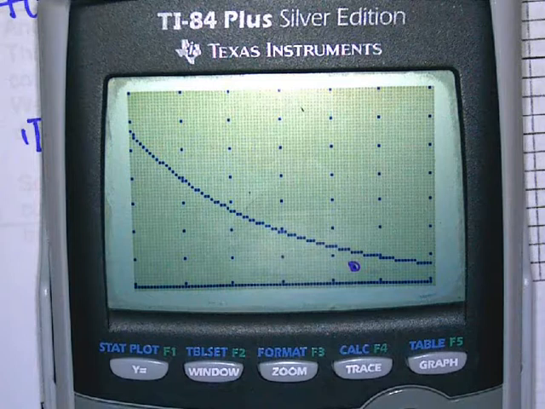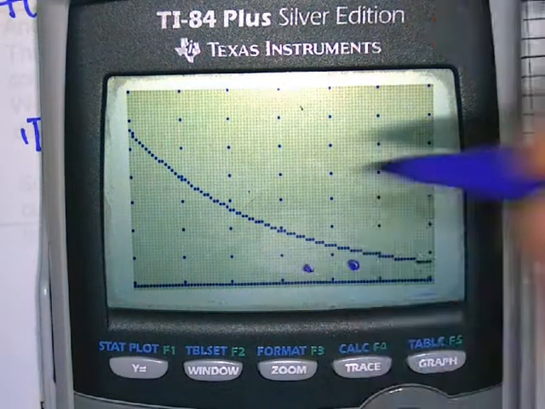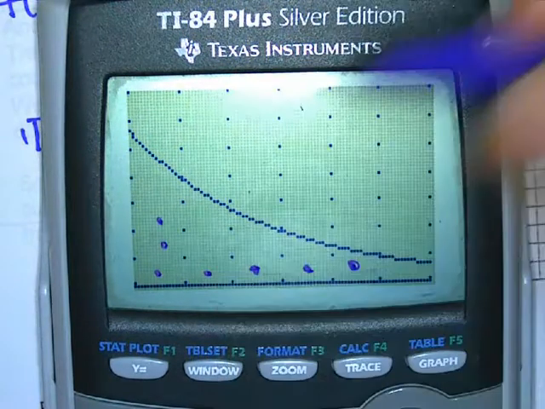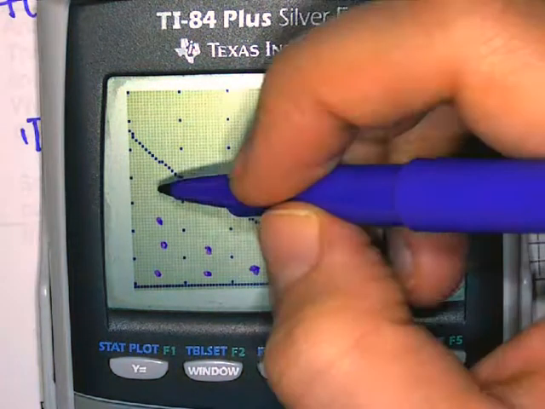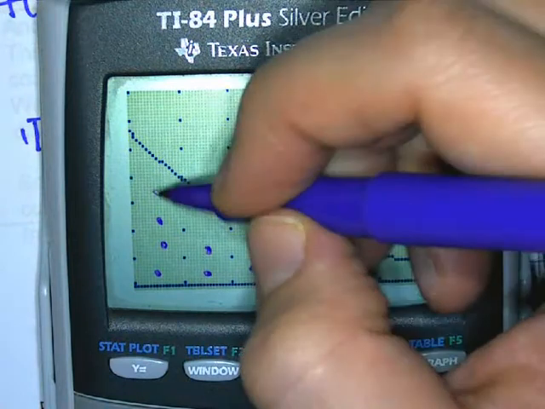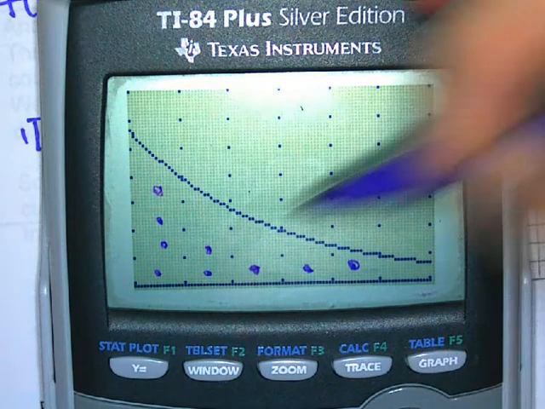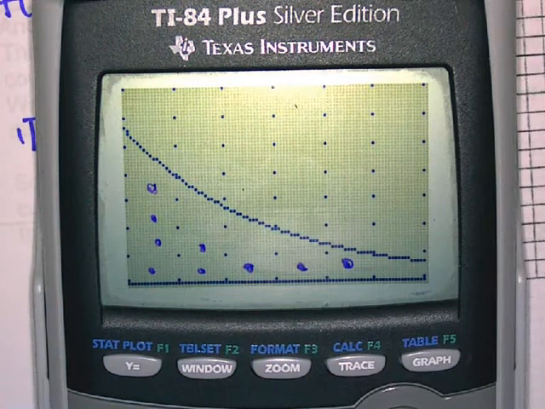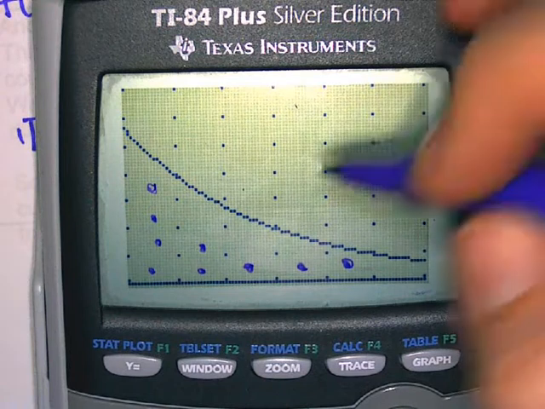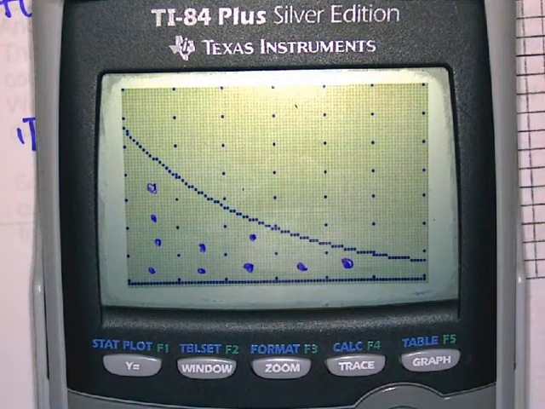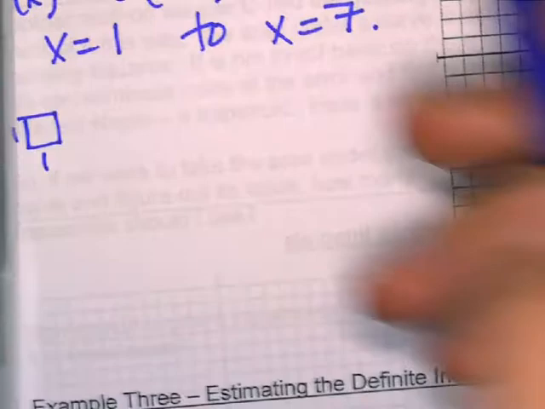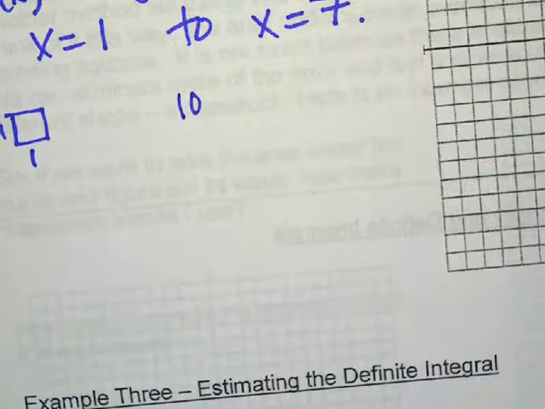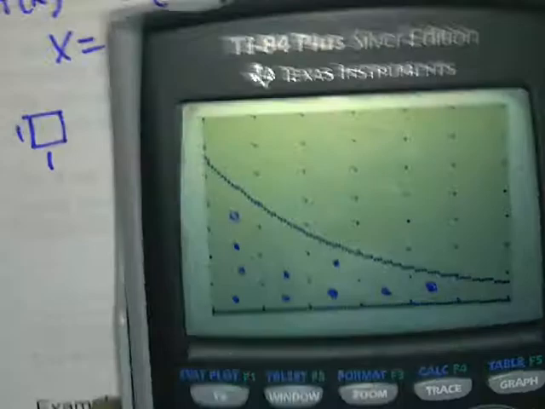I have 1, I have 2, I have 3, I have 4, I have 5, 6, 7, 8. Would you count this one? 9. Would you count this one? I mean, it's close enough that I'm okay if you count it. Okay. So what is that, 10? Okay. So we have 10 whole ones. And now comes the fun part of estimating the rest.